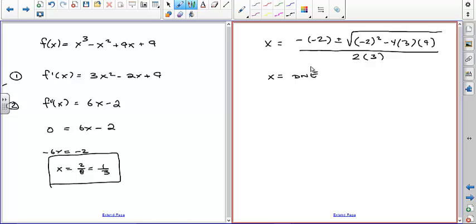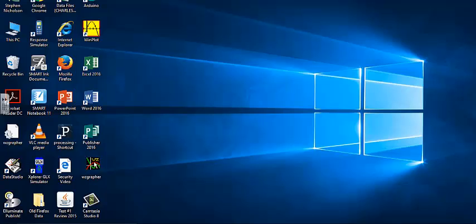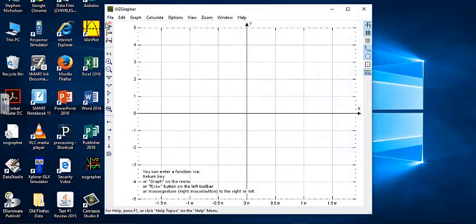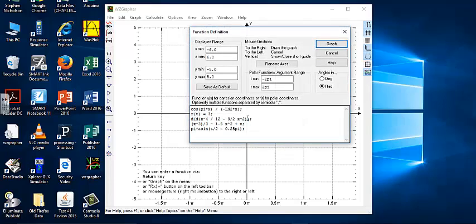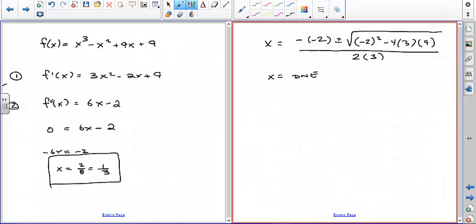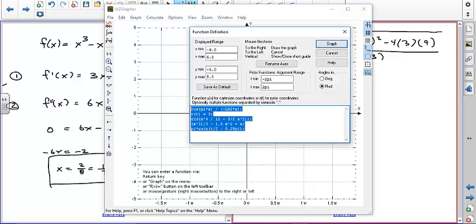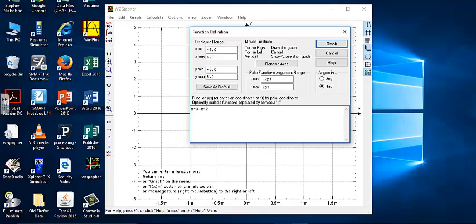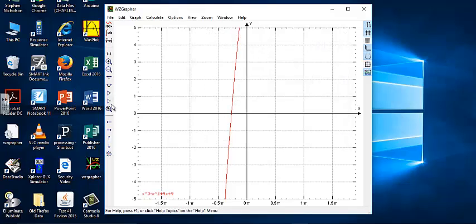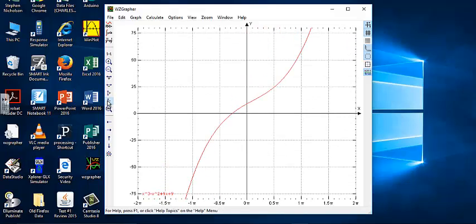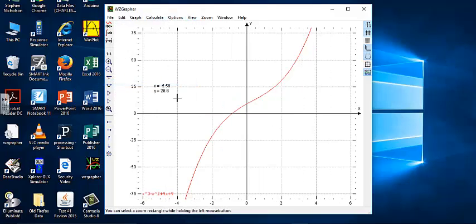So let's see what that function looks like. We're going to plot the original function. And what we'll find is there are no local minimums or maximums, if I did everything correctly. So it was x cubed minus x squared plus 9x plus 9. Okay, we'll plot that, and we'll zoom out a little bit in this direction. And you can see that's what it looks like. That's exactly what I expected.